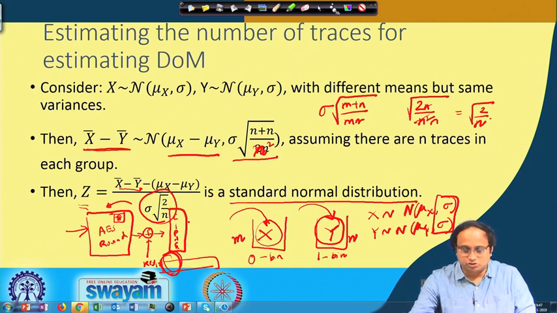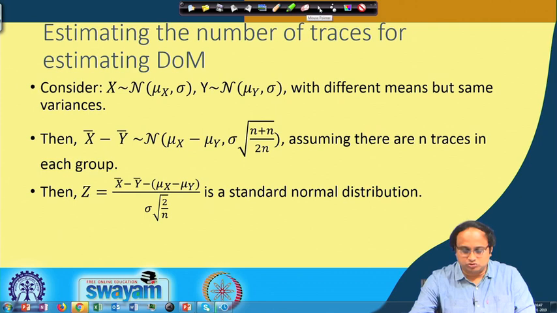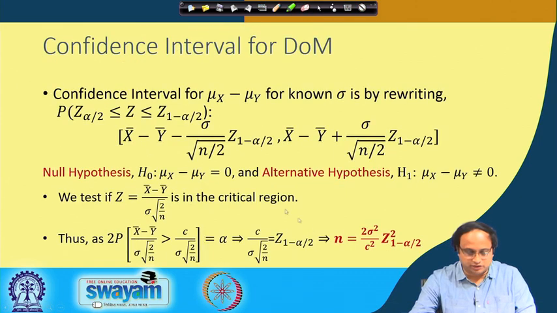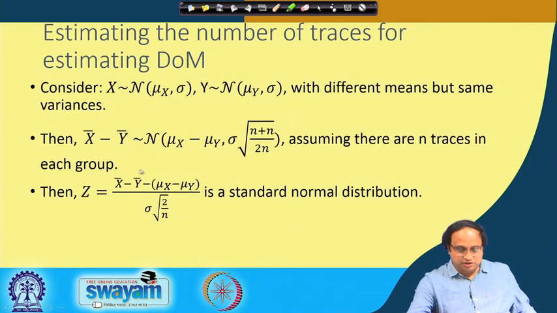With this background, let us see how we can do that. We want to derive the confidence interval for the difference of means, that is our objective. The confidence interval for mu x minus mu y for a known sigma can be derived from the confidence interval for z. The confidence interval for z, as we discussed in the previous class, was from z alpha by 2 to z 1 minus alpha by 2. Now we make the substitution that z is x bar minus y bar minus (mu x minus mu y) divided by sigma square root of 2 by n.